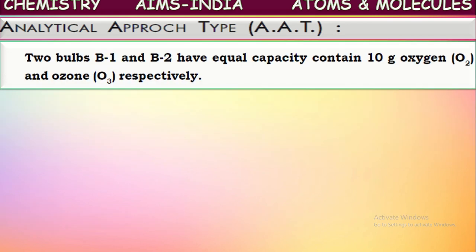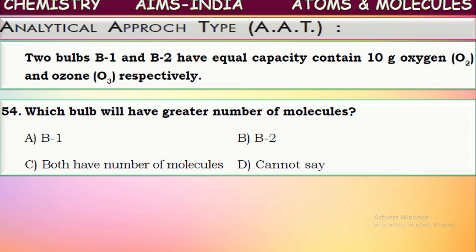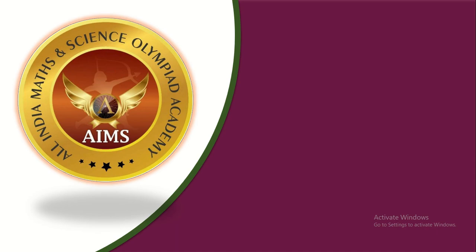Now, see the next question on the same. Which bulb will have greater number of molecules? As I told, for equal volumes, both the bulbs will contain the same number of molecules because equal volumes of all gases contain the same number of molecules at similar conditions. Okay, these are the level 2 questions.